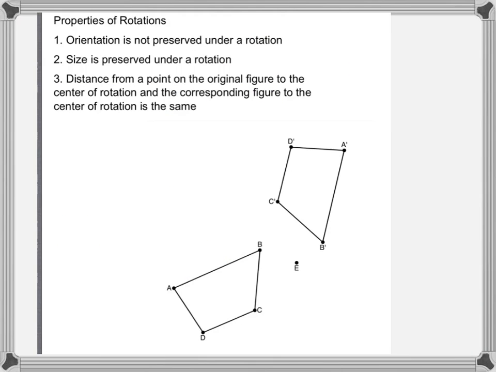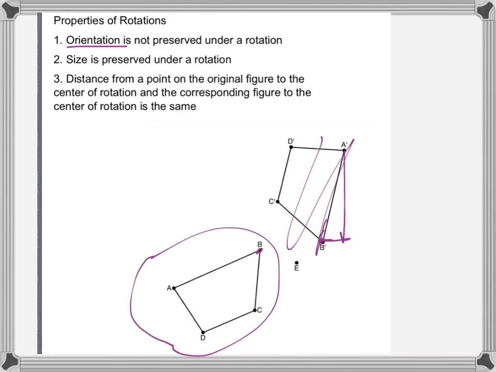Alright, some properties of rotation is that orientation is not preserved under a rotation. So you can see B is above and to the right of A in the first image. But if we look at B prime, it is below and to the left of A. Okay, so right there, the orientation of those two vertices are not preserved.